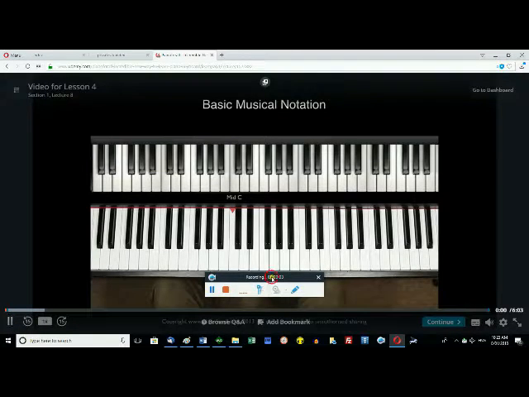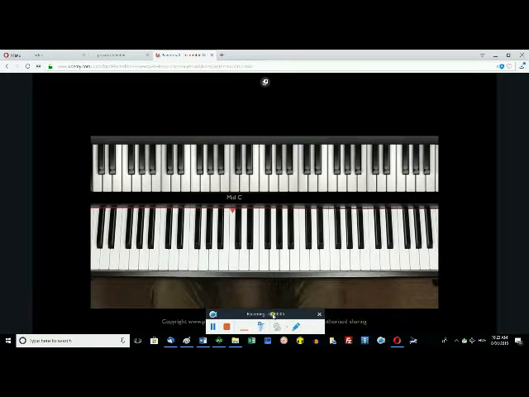Basic musical notation. So what do all the lines and symbols mean? So let's look at it. This is what we're playing.